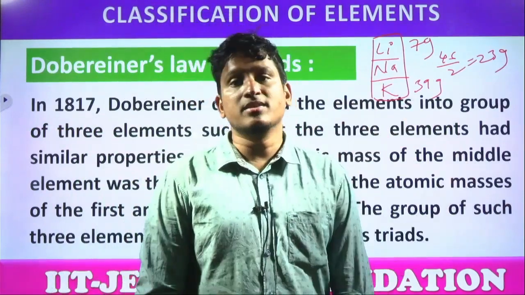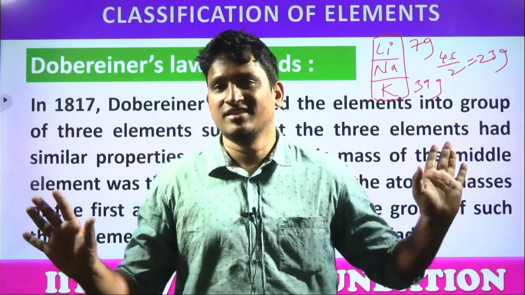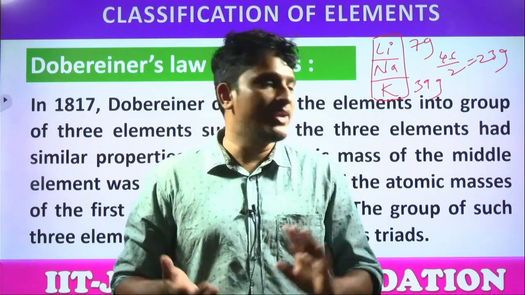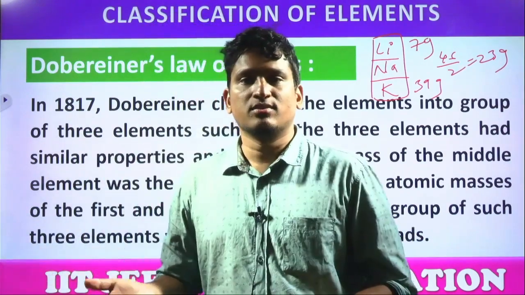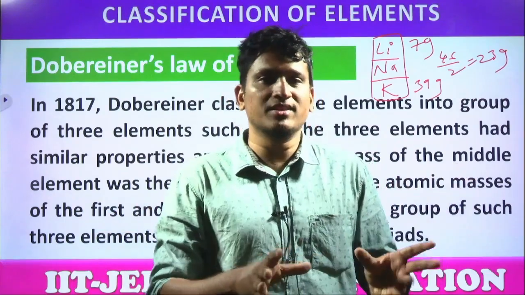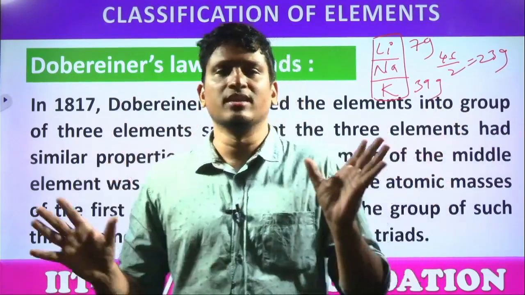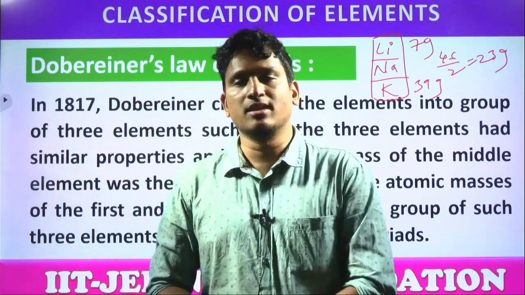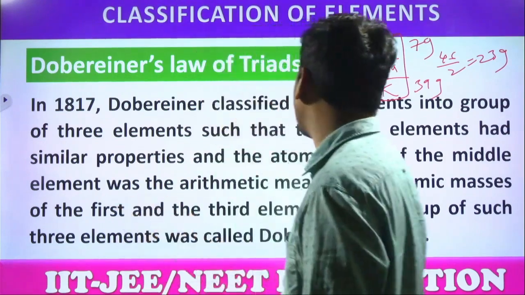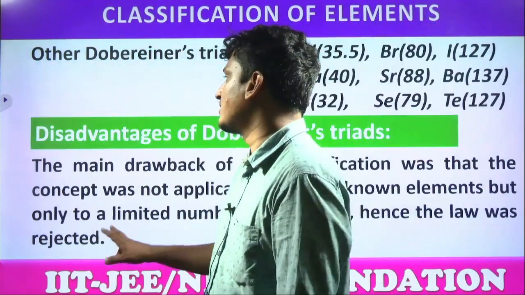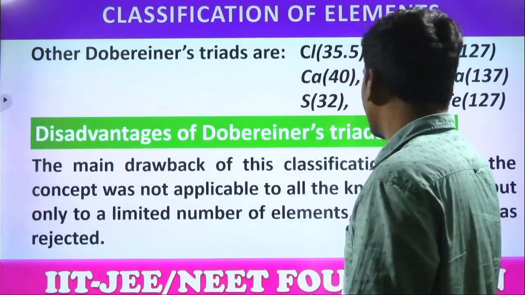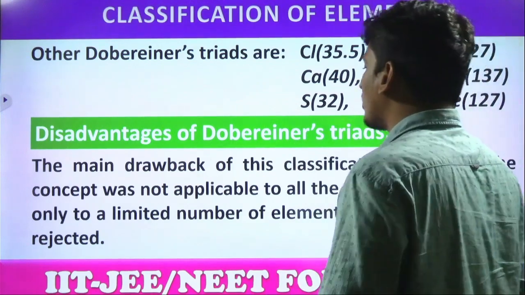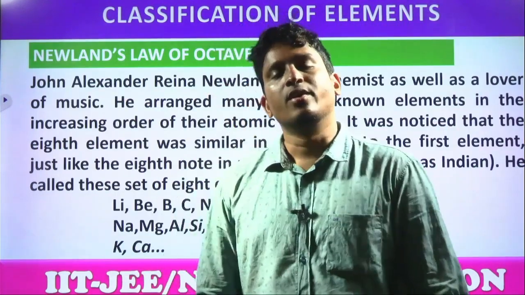Sir, why is it 100%? It's simply a coincidence. That's it. There is no relation according to that, first and third average, no. And he didn't classify all the remaining elements also. He got this thought, he applied it for a few elements and he gave the periodic table with a few elements only. His law is not applicable for very low atomic mass elements as well as for very high atomic mass elements. So this law of triads is also not completely applicable. The main drawback of this classification was that the concept was not applicable to all the known elements, but only to a limited number.